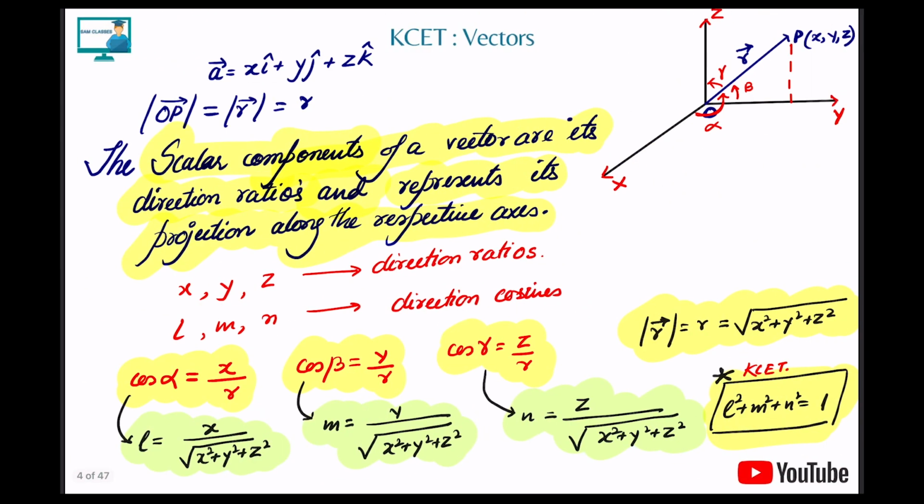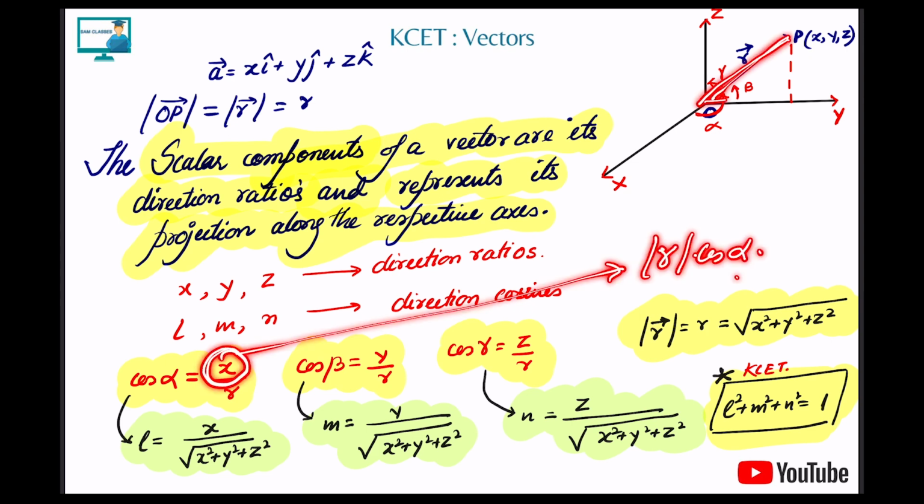Now, what about the direction ratio, sir? We'll see about that. Let's say we have a vector A equal to x i cap plus y j cap plus z k cap. The magnitude of this vector OP is the magnitude of R, and we denote it by just R. The scalar components of the vector are nothing but its direction ratio, and they represent the projection along the respective axis. What do you mean by that? Very simple. This x is nothing but the projection of the OP vector along the x-axis.